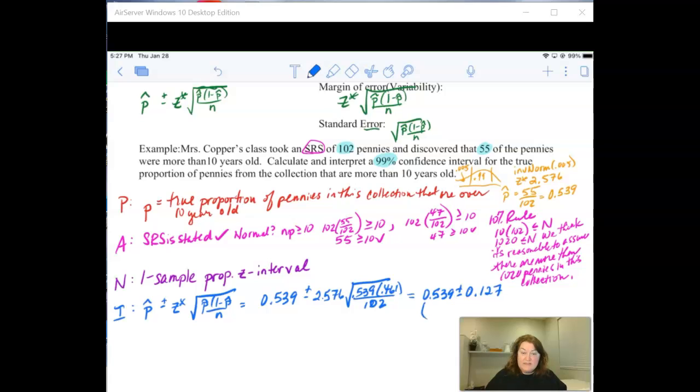If I subtract 0.127, I'm going to get 0.412. And if I add 0.127, I'm going to get 0.666. So what does that mean? That means that I'm confident at that level, right? Because I use the z-score for that level. I am 99% confident that the true proportion of old pennies in this collection is somewhere between 41.2% and 66.6%.